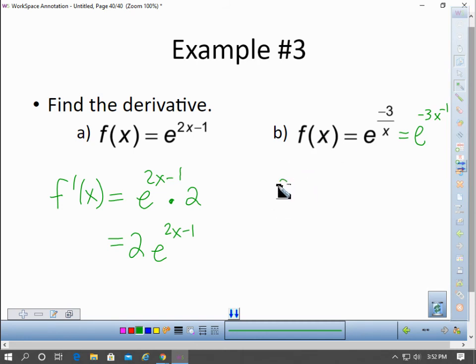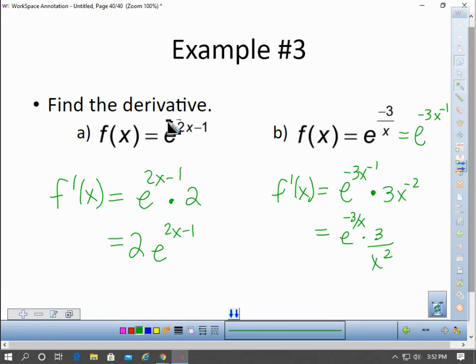So now when I do the derivative, f prime of x is e to the negative 3 x to the negative 1. But then you have to chain on, multiply by the derivative of your exponent. If I take the derivative of this, that's going to be negative 1 times negative 3, which is 3, and then I subtract the power, so it's x to the negative 2. If I rewrite it, that's e to the negative 3 over x, times 3 over x squared.